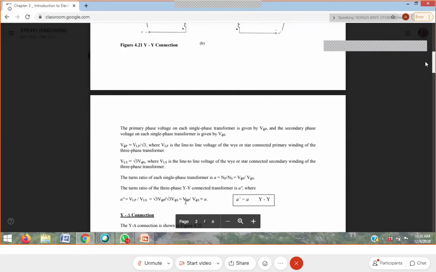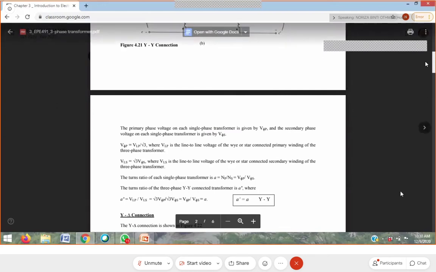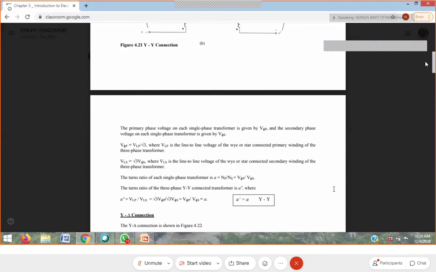And then it is equal to V phase P over V phase S, which is equal to A, so A prime in three phase is equal to A for the Y to Y connection. Okay, do you understand?